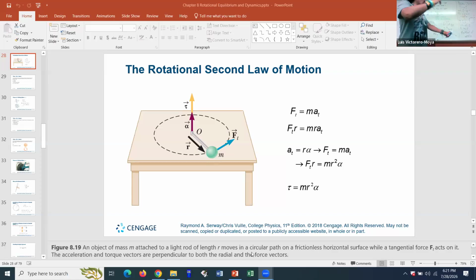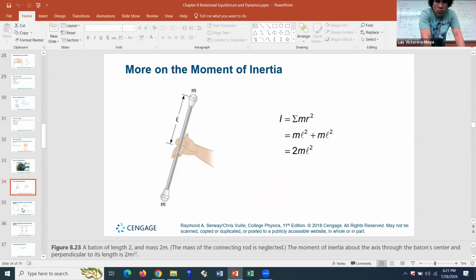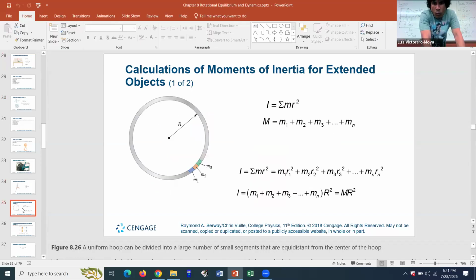The rotational second law. If you think about it, that's what this is, right? The rotational second law, which can be written like that: the sum of the net torques acting on a body, on a rotating object, is equal to I alpha. All right? And in the textbook, they show you different ways to find the moment of inertia.